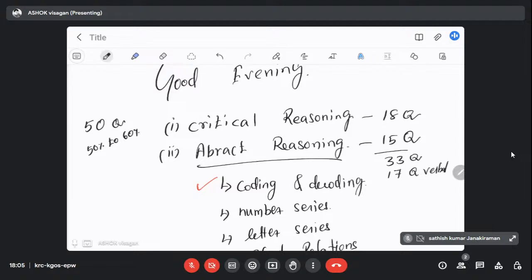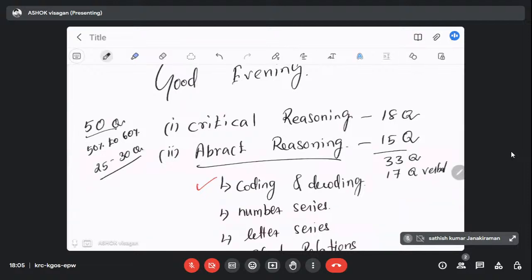So 50% to 60% means out of 50 questions, 50% means 25 questions, 60% means 30 questions. So 25 to 30 questions is more than sufficient to clear this exam. But I told you that in critical reasoning and abstract reasoning together, we are having 33 questions. Somebody may have a doubt: if I attend all these 33 questions, will I pass in this exam? Obviously no. You can't clear this examination.